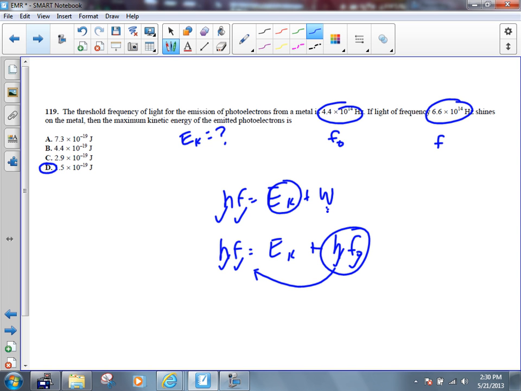Okay, h is Planck's constant, 6.63 times 10 to the minus 34, or 4.14 times 10 to the minus 15. We could have used either one there, although odds are if we're looking for kinetic energy in joules, we're probably going to use the 6.63 value.